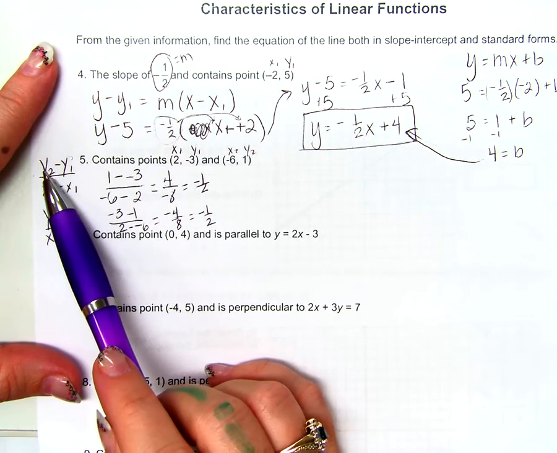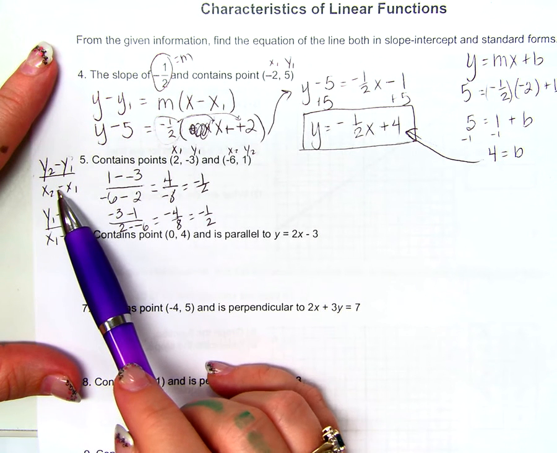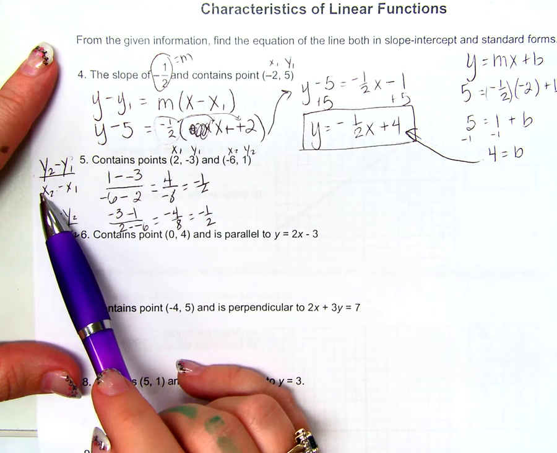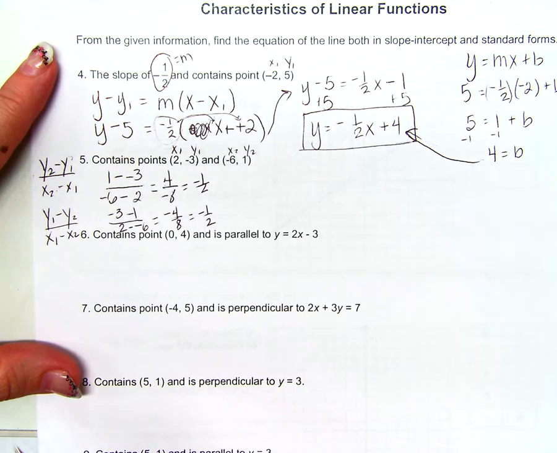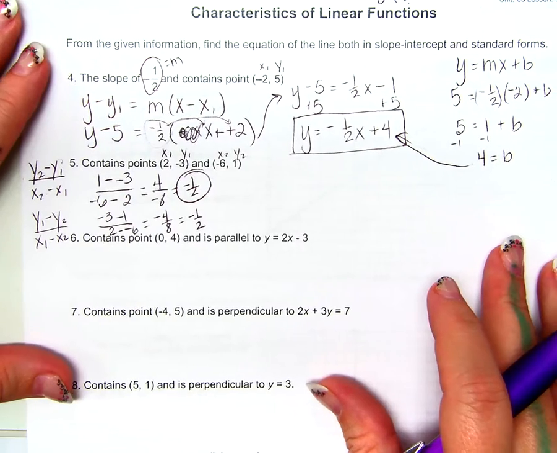The only thing that will get you messed up is this. Look. y2 minus y1 over x1 minus x2. That's where you'll mess up. If you start with the second point, use the second point at the beginning. If you start with the first point, use the first point for both. So I know the slope is -1/2.